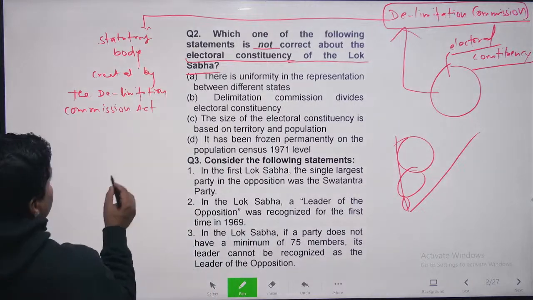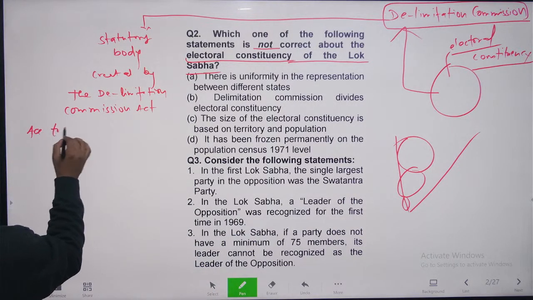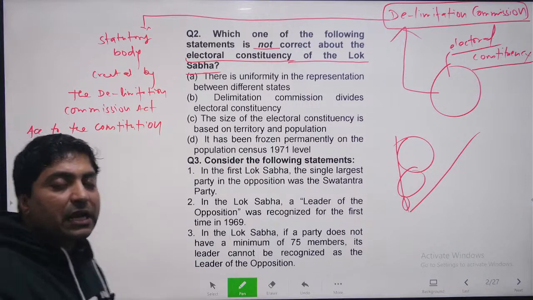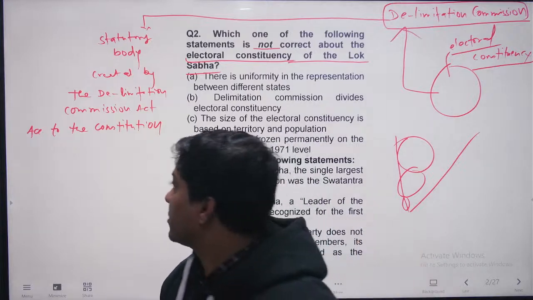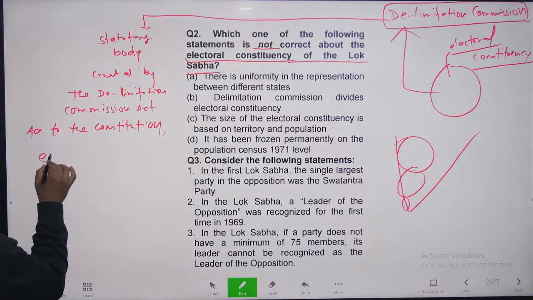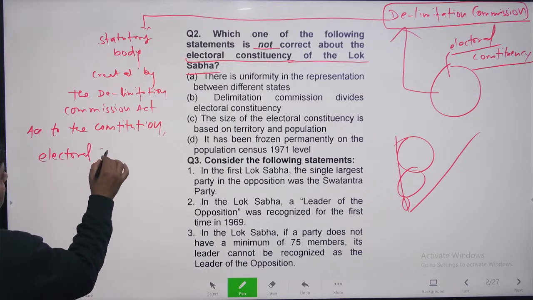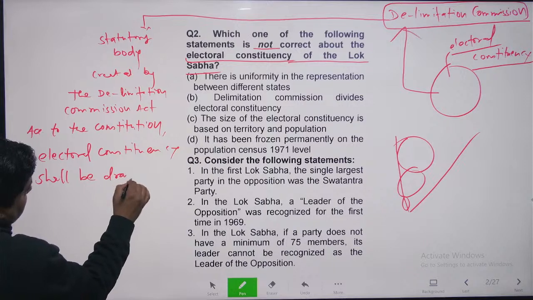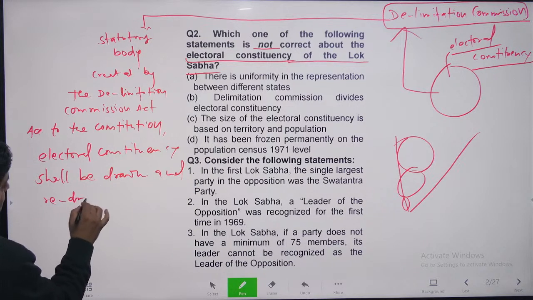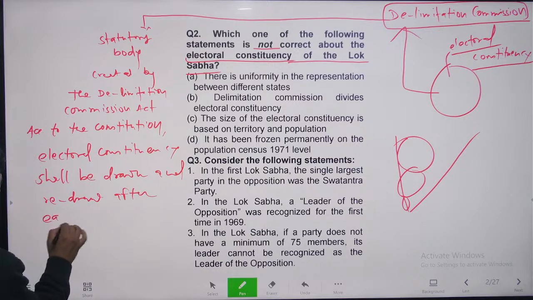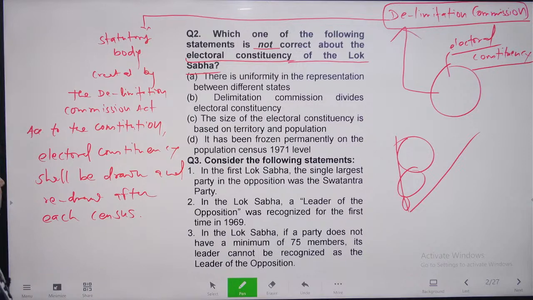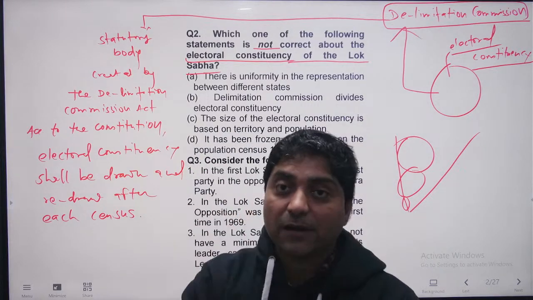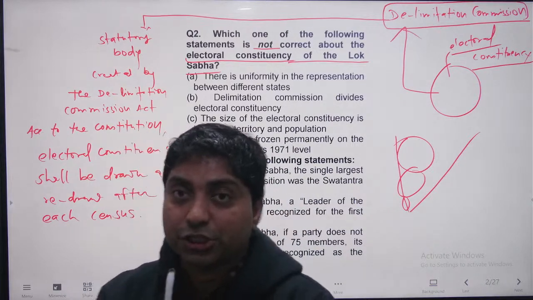Now according to the Constitution, right, electoral constituencies can be drawn and redrawn after each census. I am writing: electoral constituencies shall be drawn and redrawn after each census. And you know, census happens after each decade, and therefore we can say that after each census electoral constituencies can be redrawn, right?